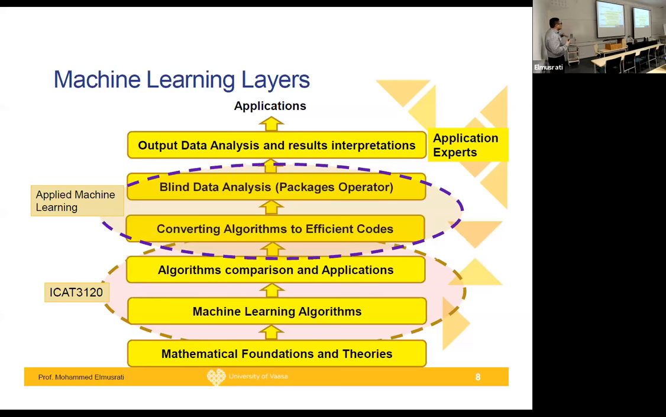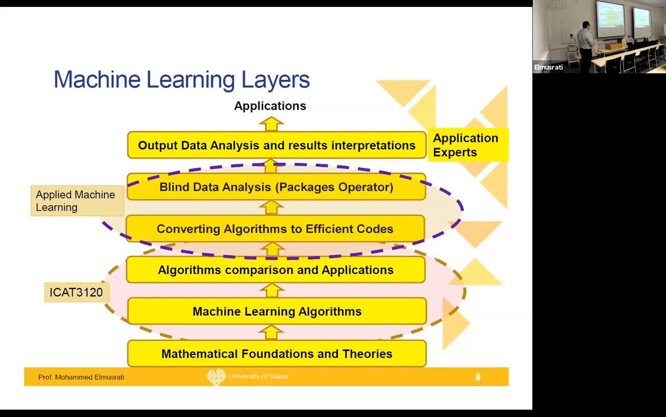Okay, now, what are machine learning layers? If we divide machine learning into layers, we can start with mathematical foundations and theories, which are the basis of machine learning. Above them, we have machine learning algorithms, many of which are based on the math coming from the general mathematical foundations. Then we have algorithm comparison and applications, because we have many machine learning algorithms, so how to compare between them and how to apply them for a given purpose. So this is the third layer.